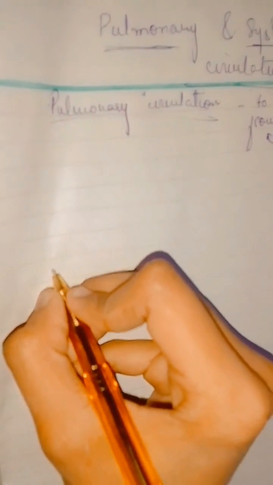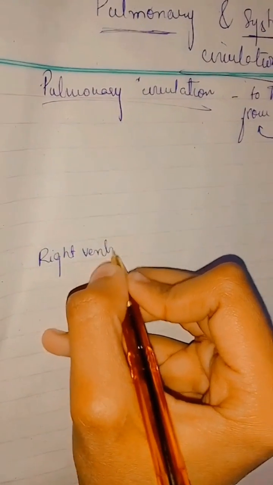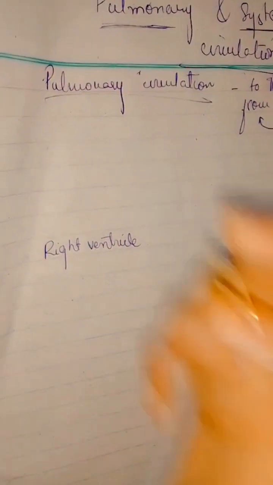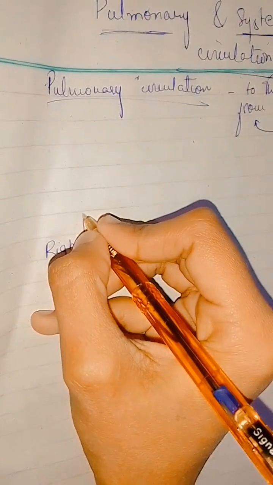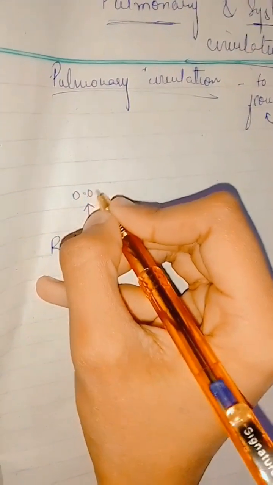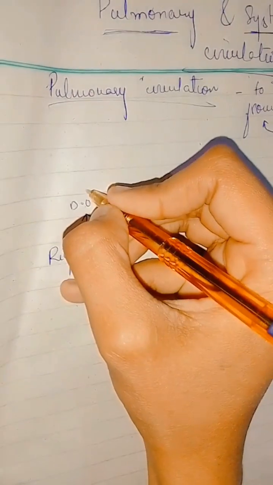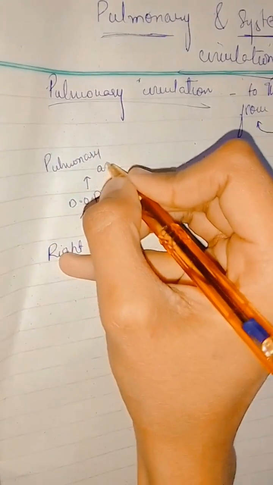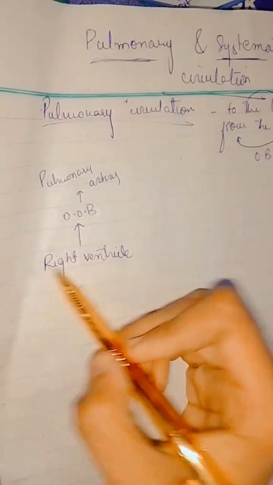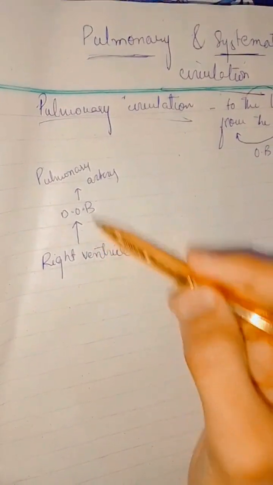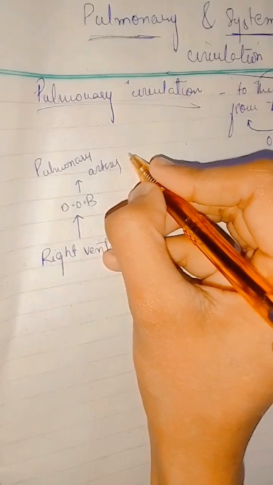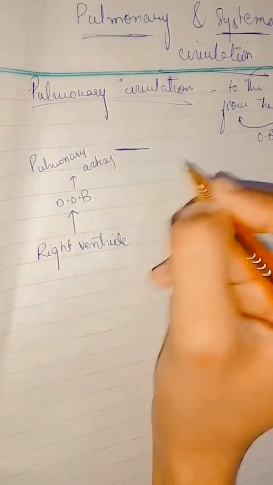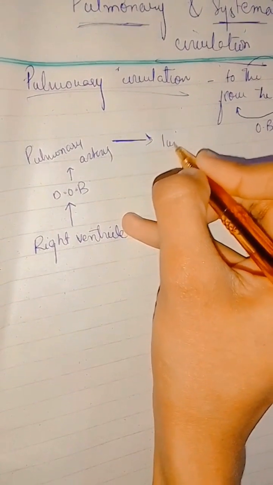Now this is the right ventricle. From the right ventricle, the deoxygenated blood will move to the pulmonary artery. The pulmonary artery will carry the deoxygenated blood from the right ventricle and move it to the lungs.